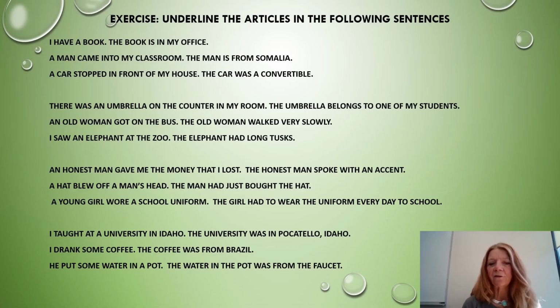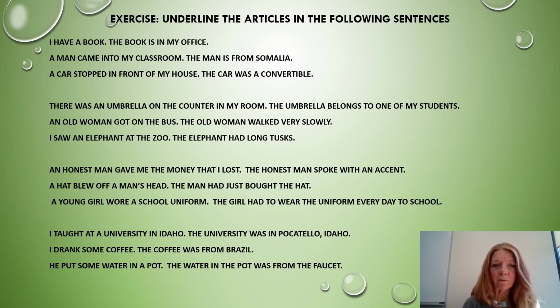So why don't we do an exercise where you underline the articles in the following sentences, and you can pause the screen and go through each sentence, and then we'll go over them. Here are the sentences. I have a book. The book is in my office. A man came into my classroom.